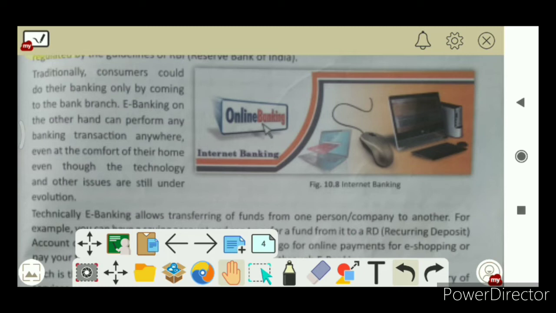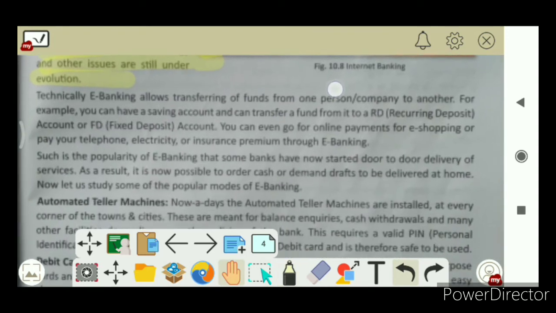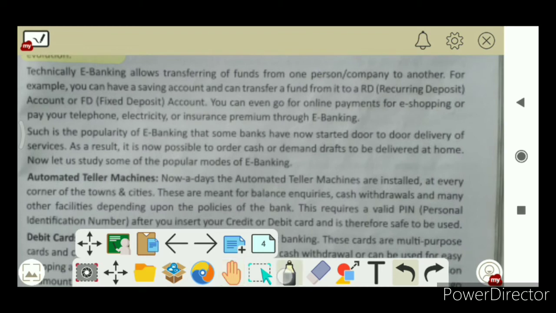Now the technology is being improved day by day, and the issues which are encountered are being solved, and the technology is evolving, right? So when you do all banking transactions using online activities or over the internet, this is known as e-banking, right?